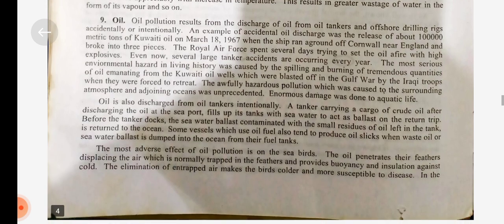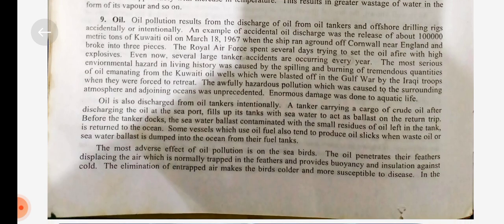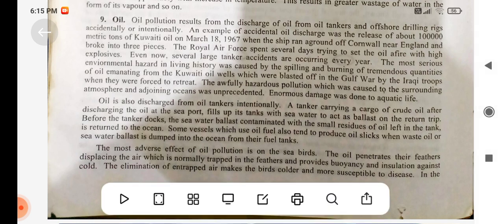And number 9, oil. Oil pollution results from the discharge of oil from oil tankers and offshore drilling rigs, accidentally or intentionally. An example of accidental oil discharge was the release of about 1 lakh metric tons of Kuwaiti oil on March 18, 1967.